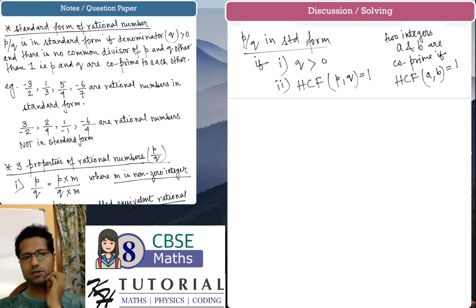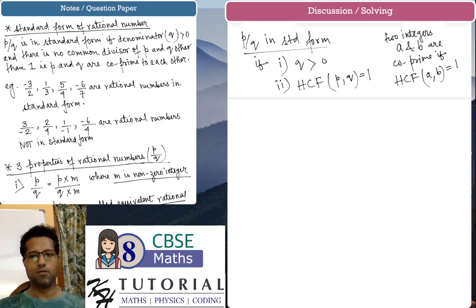You can see my notes and see the examples. I am not writing any examples. Okay, so this is about any rational number in standard form. Now a question can be, how will you convert a given rational number to standard form?